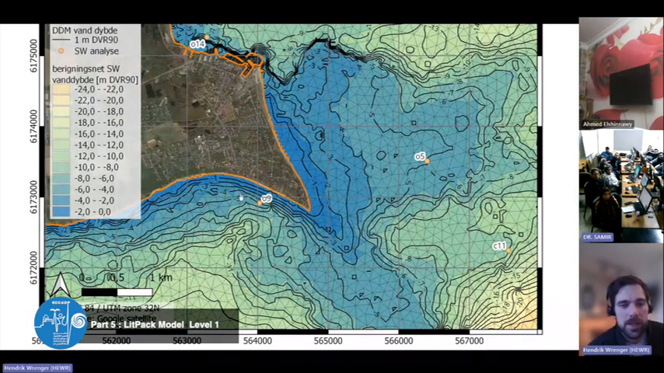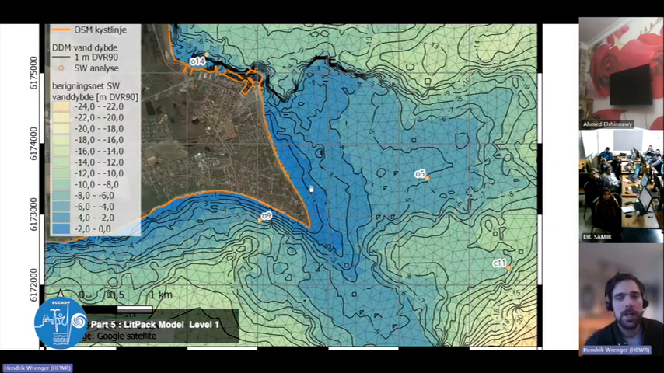So we have the headland down here, and here on the south we go from 11 meters quite steeply to 0, whereas here we go 8 meters, 9 meters, quite long out, almost 2 kilometers. And as I said before, the spectral wave model and the hydrodynamic model in the LitPack have both their strengths and weaknesses.